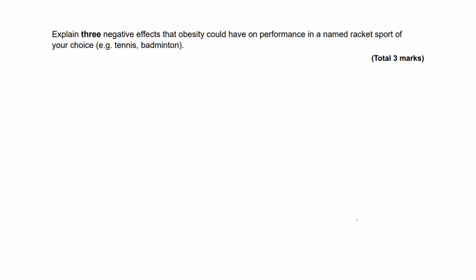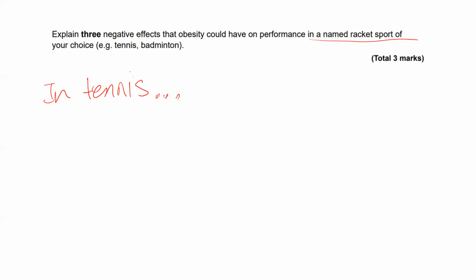Okay, the next one. So this was one I reckon people probably just didn't quite understand exactly how to answer the question, even though you probably knew the answer. So 3 negative effects that obesity could have on performance in a named racket sport. So firstly, you have to name the racket sport in the question. And a few people just weren't doing that. So you have to actually say, so for example, I might say in tennis, done that part of my answer.